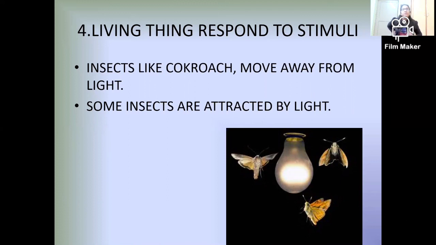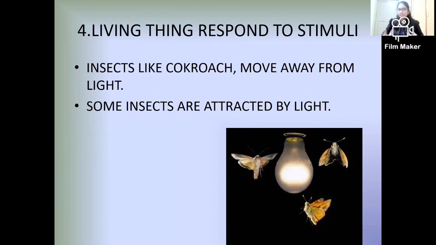When the lights are off, they just go. You can also try this when you go to a dark area in your village with a torchlight. If you switch on the torchlight, you can see little insects coming, and when you turn it off, they go away. That means they are attracted by light. Some, like cockroaches, are scared of light, so they move away from it. Such responses are called responses to stimuli.